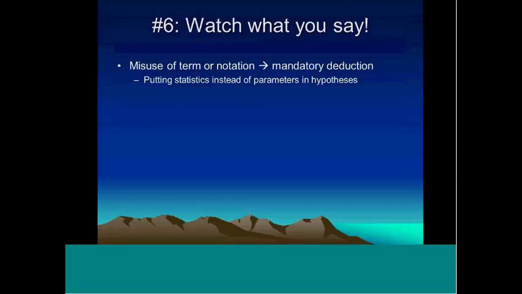But inevitably, what students will do is use statistics instead of parameters in their hypotheses, so they'll write things like this. And as soon as we see that, we have to deduct for it. We know that they mean something about the sample mean, and that's unfortunately not what the hypothesis should be about.